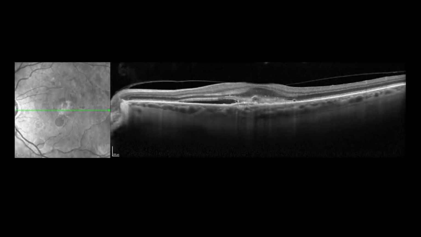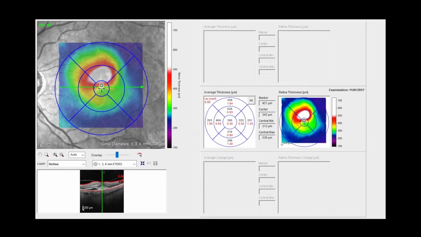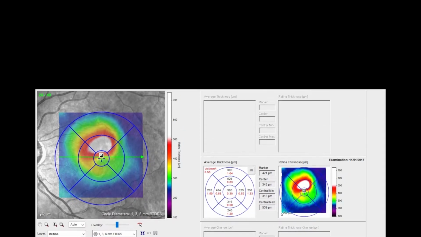The OCT-B scan shows an area of subretinal fluid, a shallow elevation of the retinal pigment epithelium and a region of subretinal hyperreflective material. The OCT thickness map shows an area of retinal elevation and thickening, which could be consistent with the changes that we observed in the OCT-B scan and the fundus image.